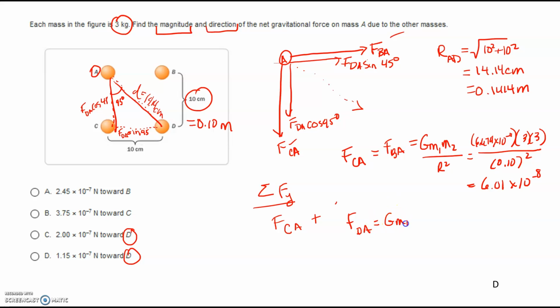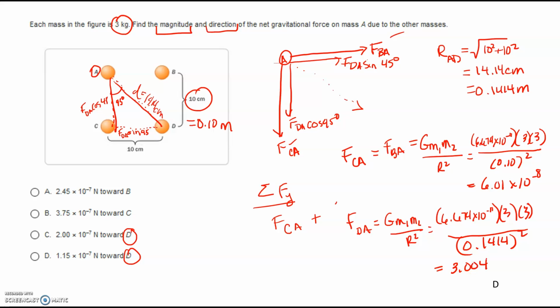Same formula. So I have 6.674 times 10 to the negative 11. They're still both 3, but the distance is different. So I have this, and that's squared. So this is 3.004 times 10 to the negative 8 newtons. Okay, so I have everything that I need there.